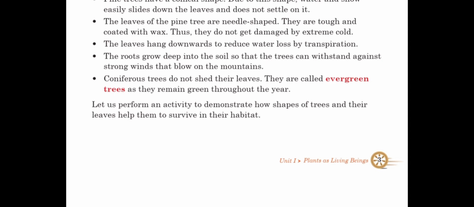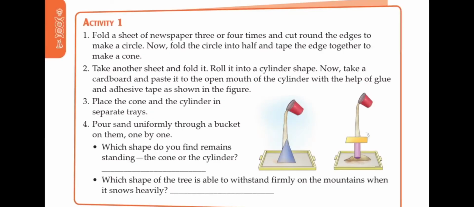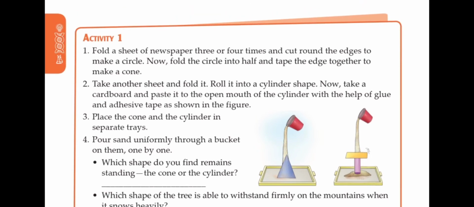Let us perform an activity to demonstrate how the shapes of trees and their leaves help them to survive in their habitat. Activity 1. Fold a sheet of newspaper 3 or 4 times and cut a circle along the marked edge. Now fold the circle into half and tape the edges together to make a cone.